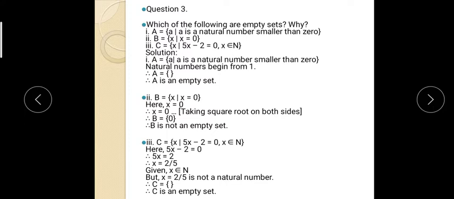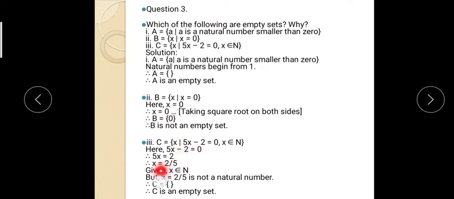Okay, meaning is same. C is a set of all x such that 5x minus 2 is equal to 0 and x belongs to N, meaning x is a natural number. So a negative number we can't take. From 1 we have to start.